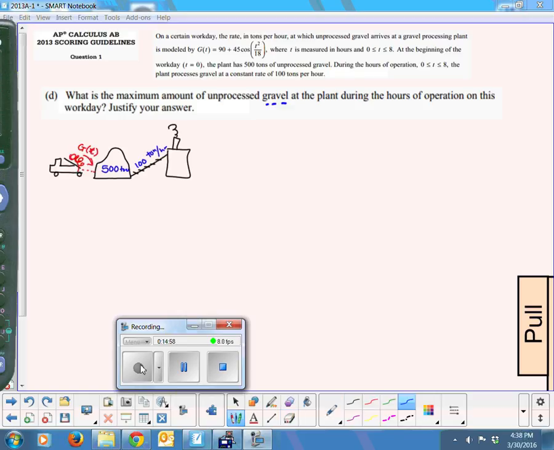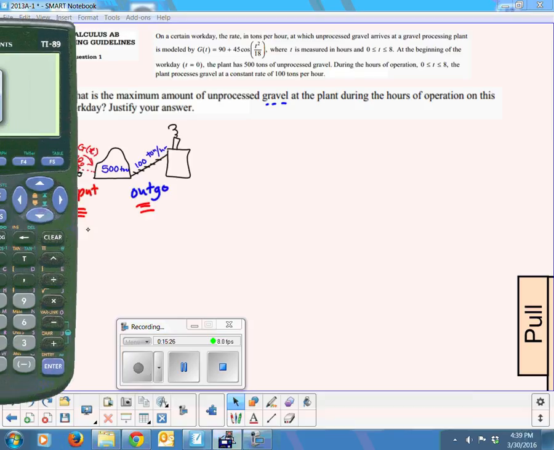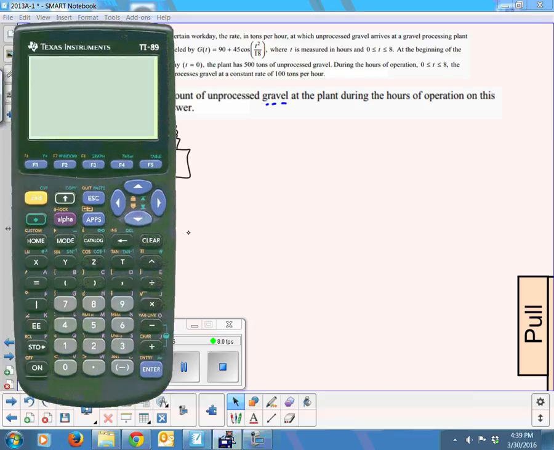Well, if you think about it, again, we have the income, input, and outgo. And so if you think about it, the gravel is going to be a maximum as long as the input, this input, has been exceeding the outgo. Gosh, if only we could see maybe a graph of what this looked like. Oh, hey, we have a graphing calculator.